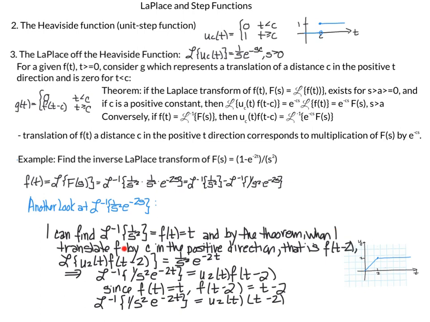And by the theorem, when I translate f by c in the positive direction, and again, that's f of t minus 2, then the Laplace transform of u2 of t, f of t minus 2, is equal to 1 over s squared e to the minus 2s. So the inverse Laplace of this is just this function here. And since f of t is equal to t, f of t minus 2 is equal to t minus 2, so I plug that in over here.